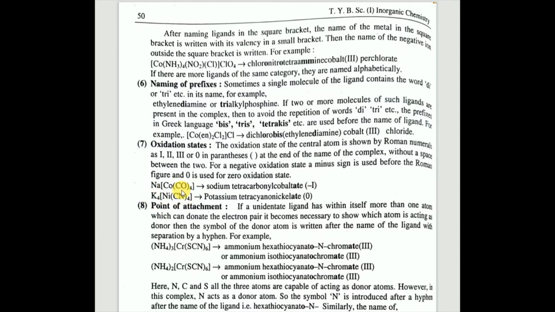Then the second example, K4[Ni(CN)4]. This is also an anionic complex. So first write the name of the cation. The cation is potassium, then a small space. Then tetra, the cyanide ligand, cyano. Then nickelate. Nickel is not free, therefore nickelate, we join the suffix -ate. The oxidation state of this complex is 0. We write the 0 in small brackets. In this way, we can write the oxidation state of the central metal ion.